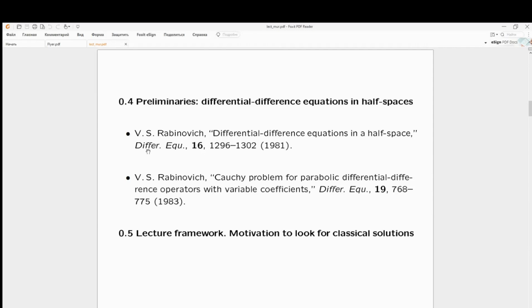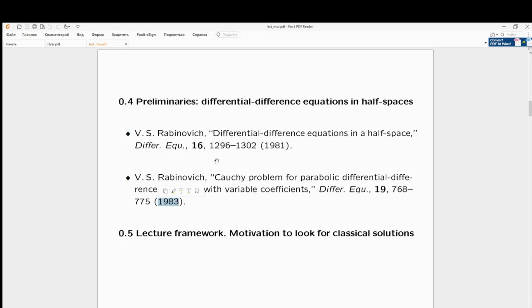I would like to draw your attention to previous papers in this direction. They are written by Vladimir Rabinovich. At that time he worked in Rostov, now he works in Mexico, and in these papers, results were obtained for solutions from Sobolev spaces, more exactly from weighted Sobolev spaces. But today I would like to draw your attention to the case where solutions are classical.